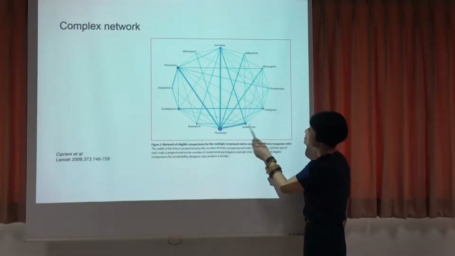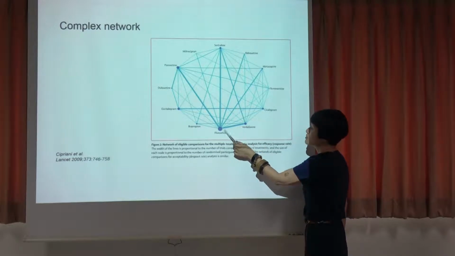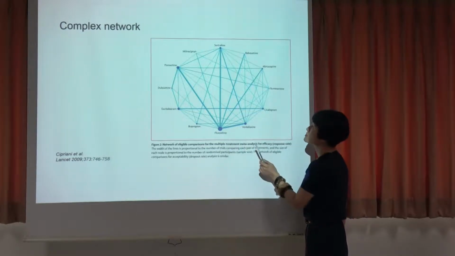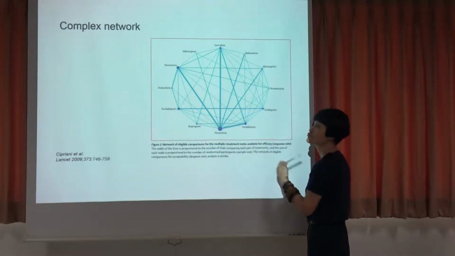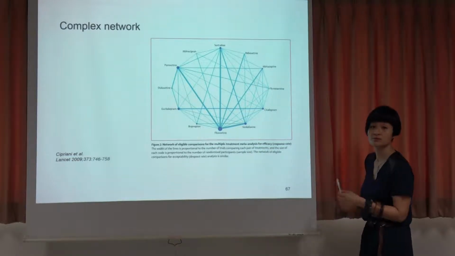Now this line is particularly thick. It means that there's a large number of studies comparing this comparison. So this is how you read a network diagram.